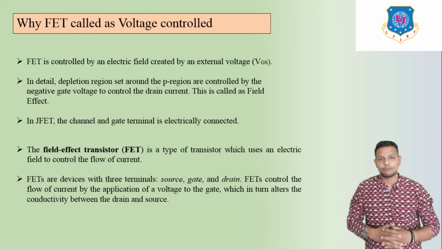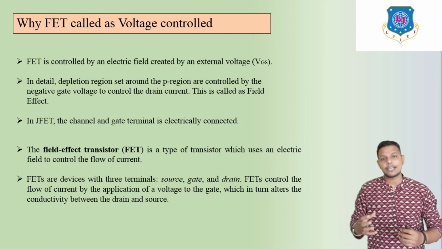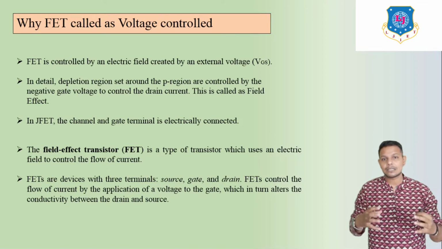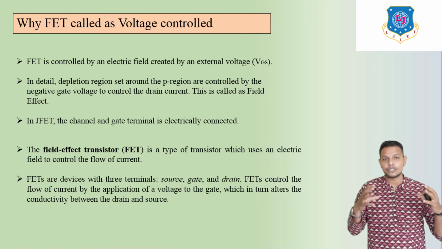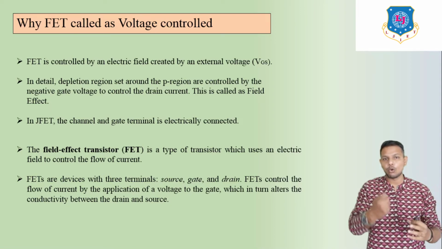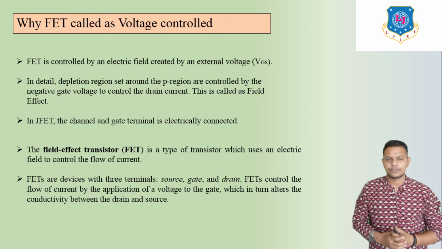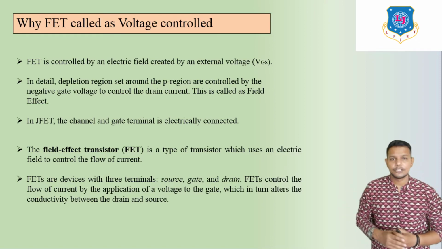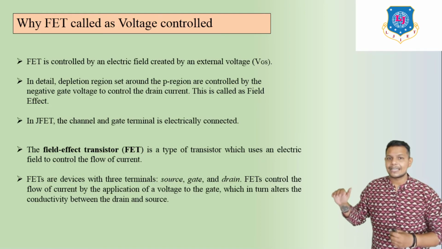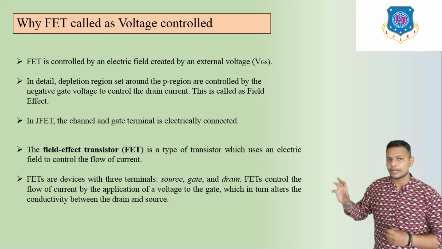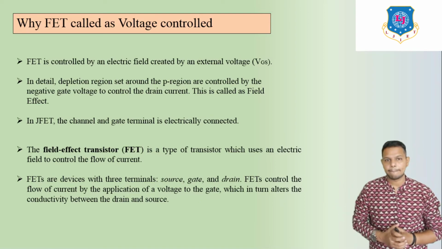Basically here a field is generated between the N channel and P channel, N type and P type, and due to this channel, or we can say this depletion region, we can control the flow of current, which is known as field effect transistor. That's why it is known as FET. In JFET, the channel and gate terminal are electrically connected.